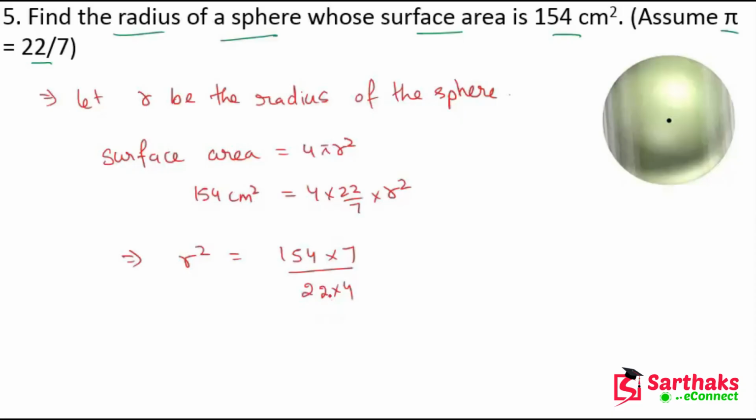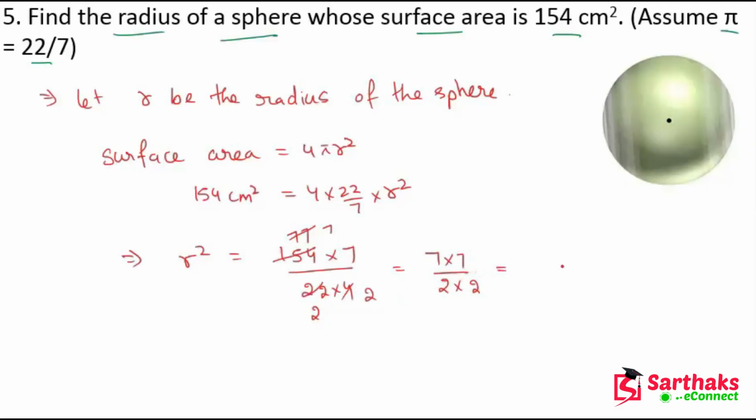Okay, so after solving this, here you can cancel it. This will be cancelled by 2 times and this will be cancelled by 77 times. Now 22 we can cancel by 11, 2 times, and 77 we can cancel by 11, 7 times. So here we get 7 into 7 divided by 2 into 2.